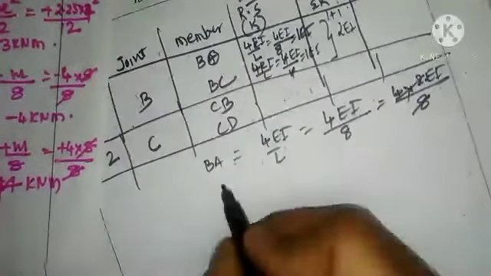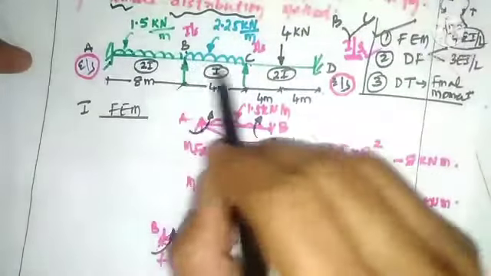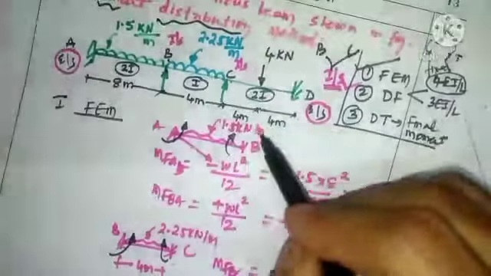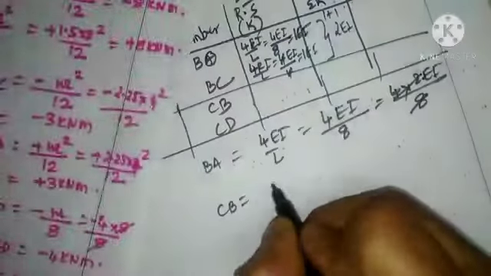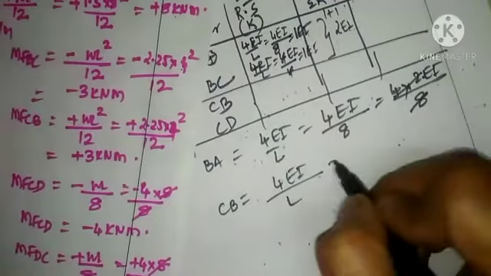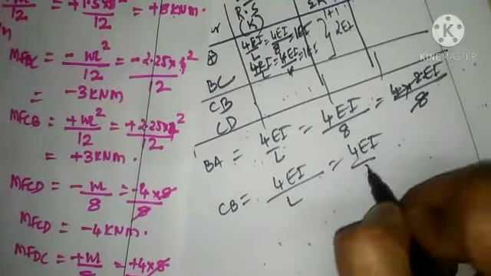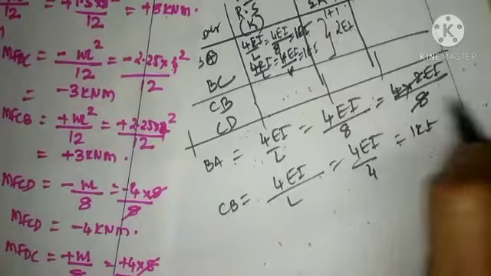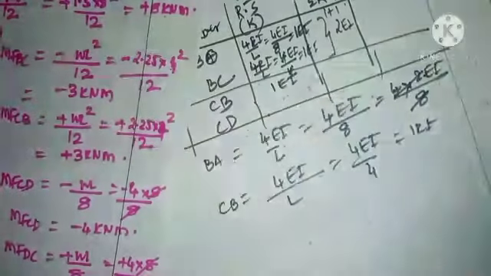Next, moving ahead for CB. When we move to CB, check here, it is 4 EI because B is assumed to be fixed here. As an intermediate support, it is assumed to be fixed. So 4 EI divided by L, again 4 EI divided by 4, which will come out as 1 EI. So write it here as 1 EI.